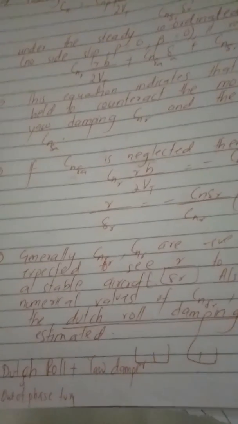Okay, so the Dutch roll damping CNR can be estimated. We have to see that we have the Dutch roll as well, and we have the yaw damper. This is the two combination. Dutch roll is when out of phase, because of an out of phase turn. We have to consider it, and yaw damper, obviously, will compensate that out of phase turn. We're going to use the yaw damper. So these are the two concepts.